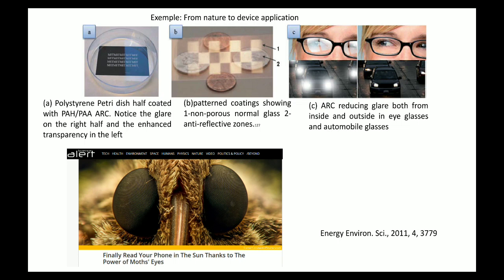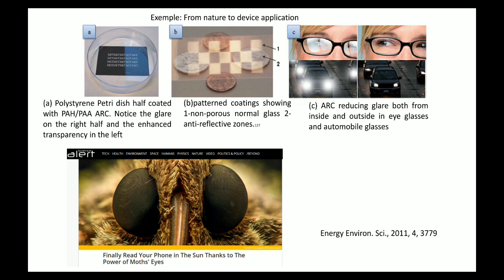Okay, there is one more image I have kept below, and you can see this image I have taken from Science Alert. Basically you can see that it is a moth's eye. You can see a closer photo of a moth's eye, and what they have written is, finally read your phone in the sun, thanks to the power of the moth's eye.